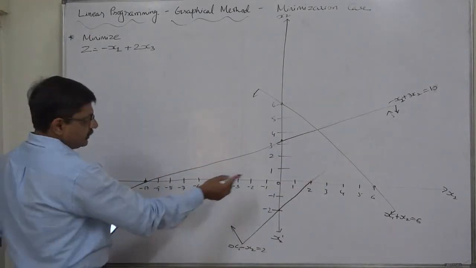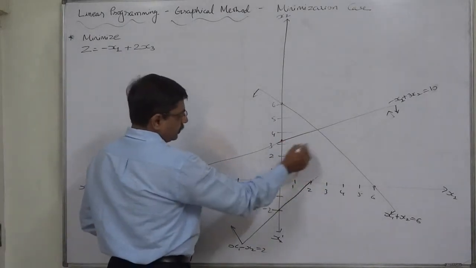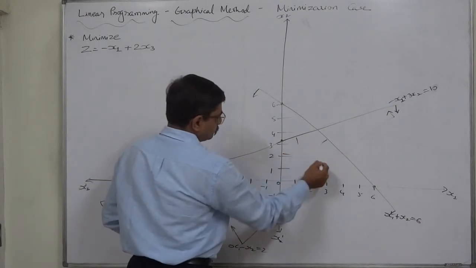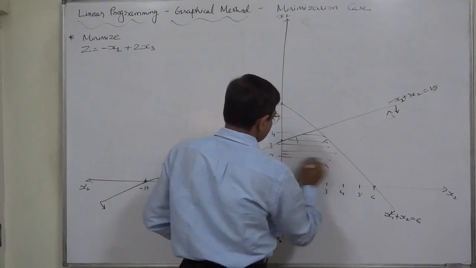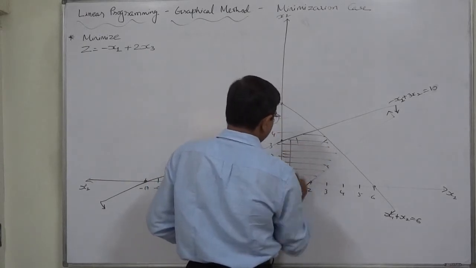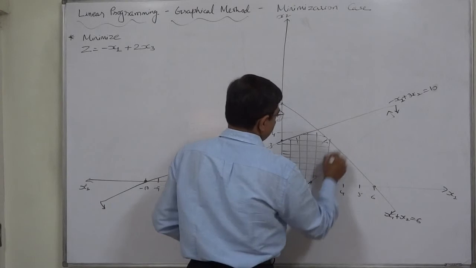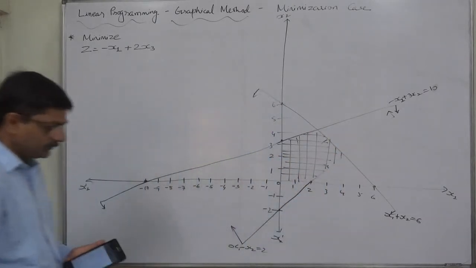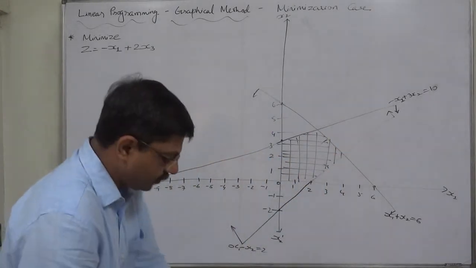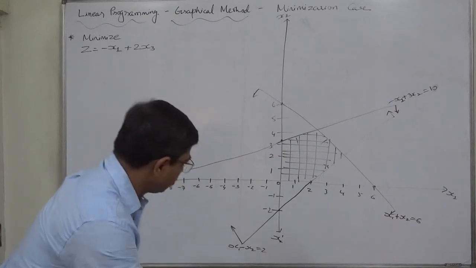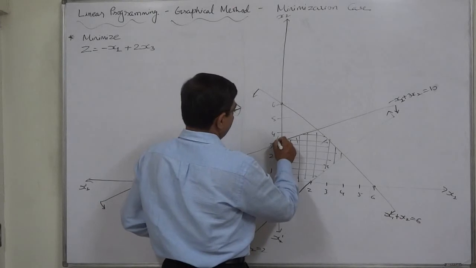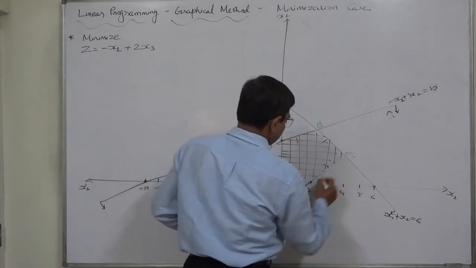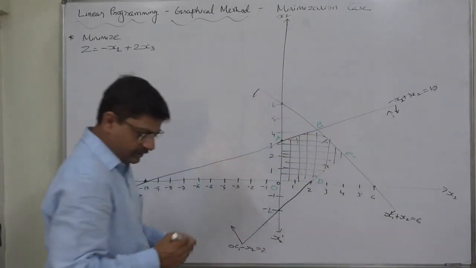So the common region of all four is the feasible region. Let's use the shading to highlight that part. Now how many corner points are available? Let's check. O, A, B, C, D. 5 corner points are there.